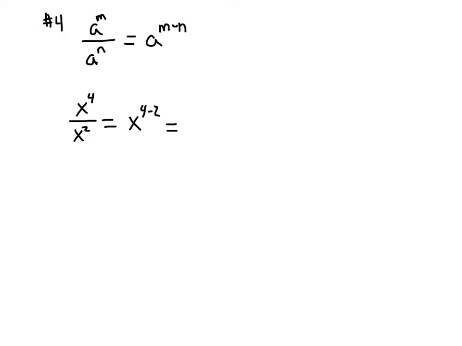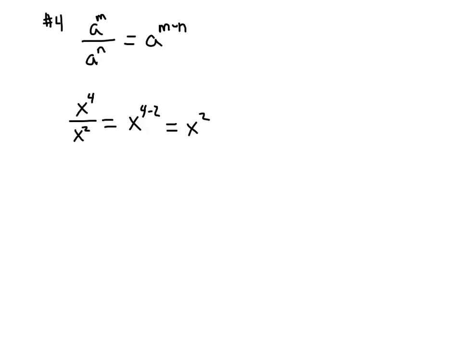All right, let's look at the next rule. Rule number 4 states a to the m power divided by a to the n power. This is very similar to the previous rule dealing with multiplication, but now we're dividing. And so in this rule, it says we get a to the m minus n power. Now please notice it is always the top exponent minus the bottom exponent. Okay, it's never the other way around. It's always the top exponent minus the bottom exponent. So, for example, if I have x to the fourth power over x to the second power, the rule says I have x to the 4 minus 2 power, which is x squared.